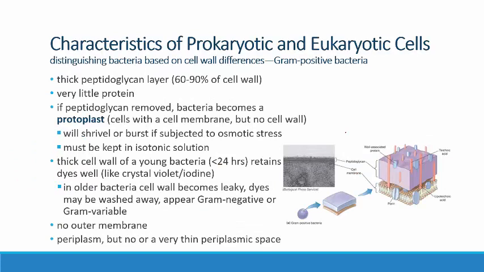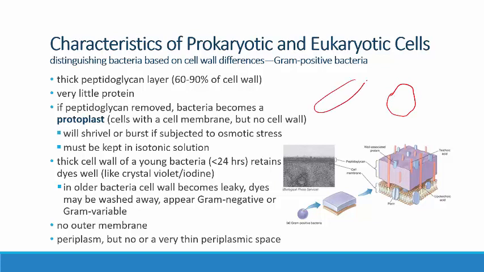Okay, so gram-positive bacteria, on the other hand, we've talked a little bit now about gram-negative bacteria. Gram-positive bacteria have a very thick peptidoglycan layer, as we've said. It can be up to 90% of the cell wall. And there's very little protein associated with this peptidoglycan. It's mostly the polysaccharide layer. If you remove the peptidoglycan from a gram-positive bacteria, then the cell becomes what is referred to as a protoplast. Protoplasts are roughly circular or spherical shaped cell membranes.